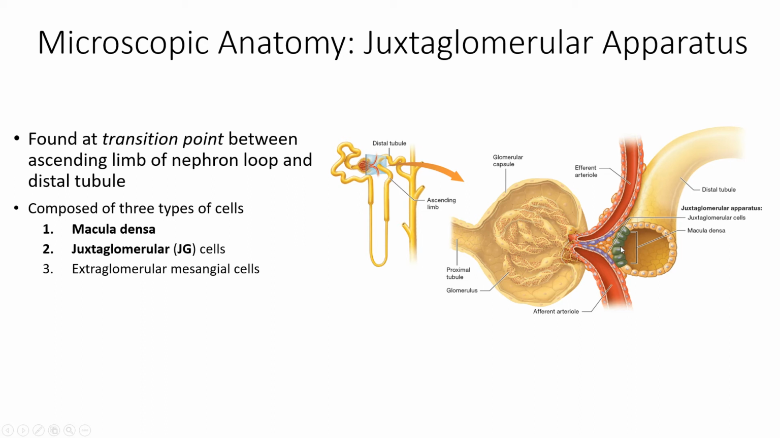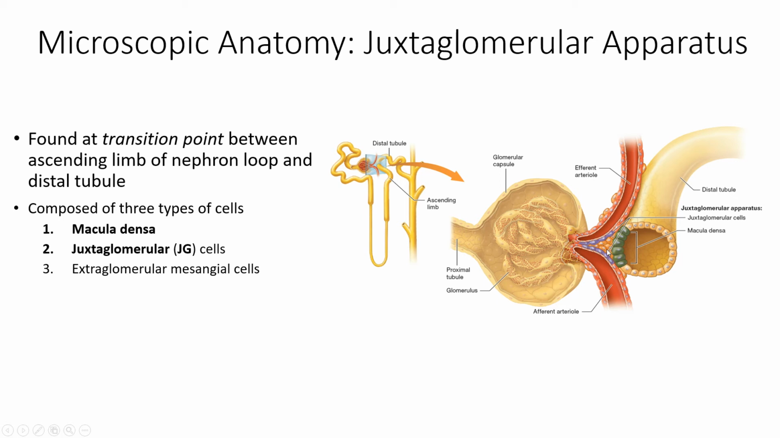Then you have the granular cells or the juxtaglomerular cells, and these are enlarged, smooth muscle cells of the arterioles. So they're found in the afferent and efferent arterioles, and they're going to act as a mechanoreceptor to sense blood pressure in mainly the afferent arterioles. And these are going to be the cells that are actually going to produce renin.